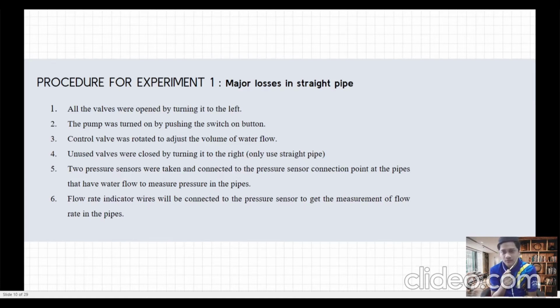First, all the valves were opened by turning them to the left. Next, the pump was turned on by pushing the switch on button. Next, the control valve was rotated to adjust the volume of water flow. Next step, unused valves were closed by turning them to the right, only using the straight pipe.